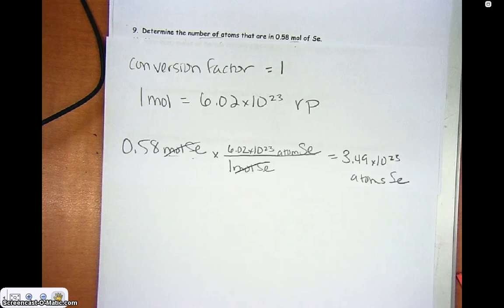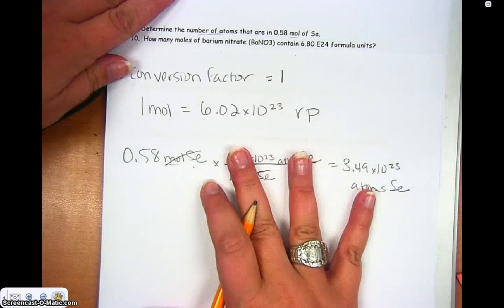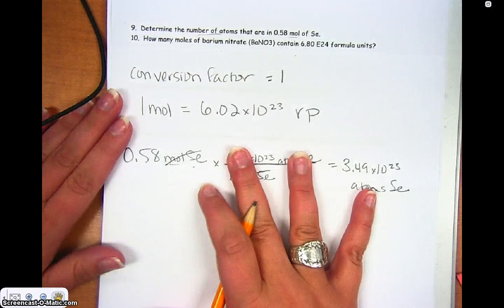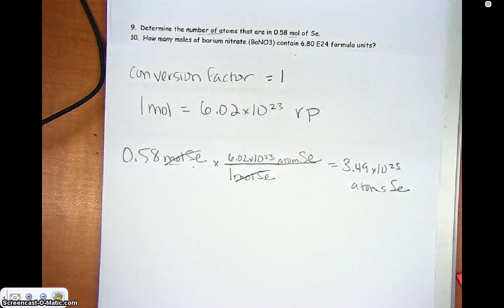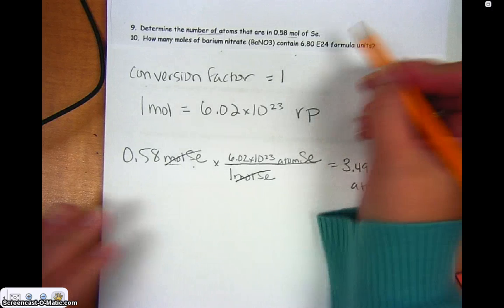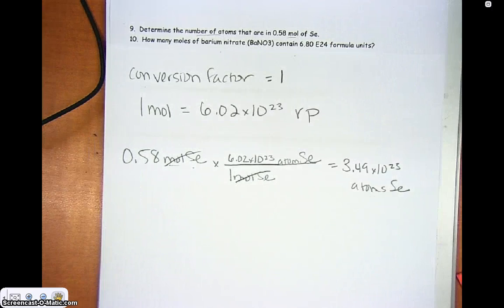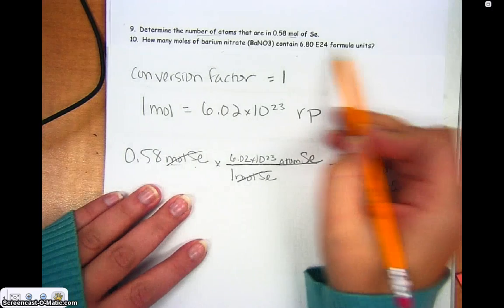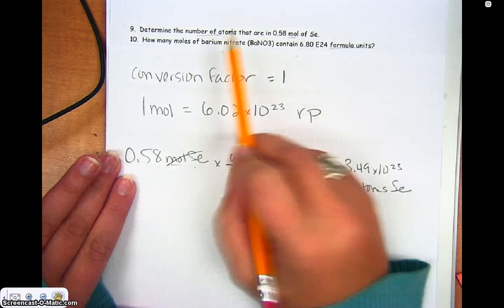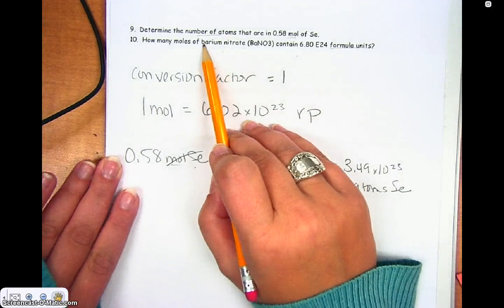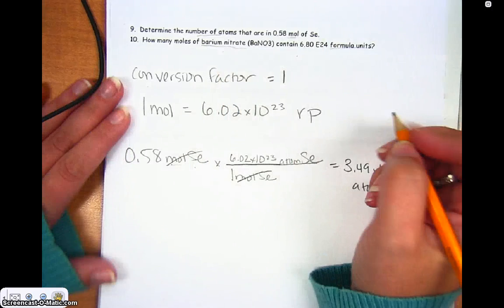All right, let's do another one where I actually go another direction. So this one says, how many moles of barium nitrate contain 6.8 times, and this E right here means times 10 to the 24th, formula units. So in this case, I'm given the representative particle. Remember, formula units, or FUs, is the representative particle of an ionic compound, barium nitrate.